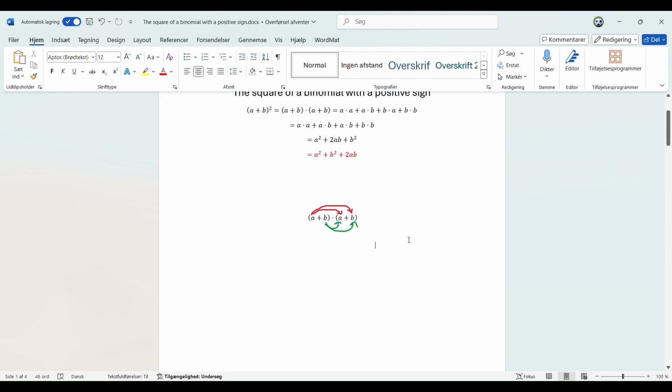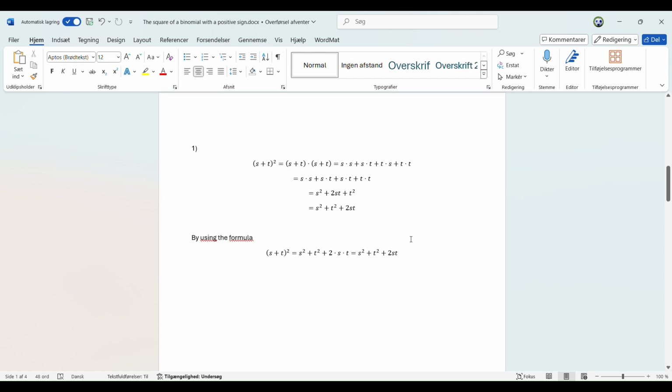And now we look at another one. This time we don't have a and b, we just have s and t. We just do exactly the same. Squared means we take the brackets and multiply it by itself. And then we say again, once again, the first term multiplied by the 2 terms in the second bracket, so s times s plus s times t plus t times s plus t times t. And then we get these 4 terms over here.